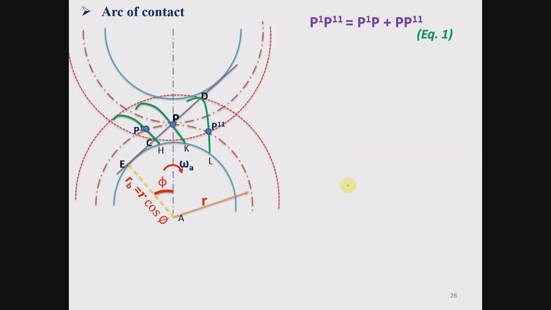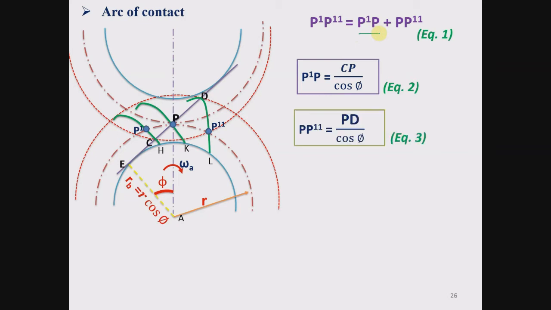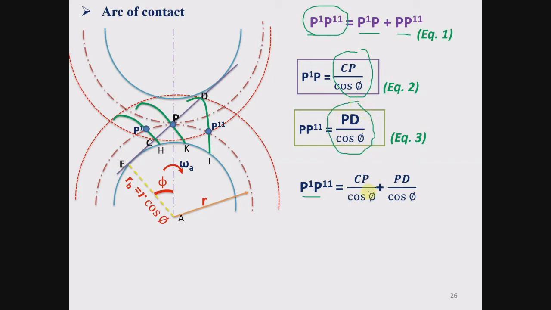Okay, next. Now we have done for P dash P, which is the arc of approach, and we have also done for P double dash, which is the arc of recess, given by equation number 3. Now we'll combine these two equations to get the arc of contact. So arc of contact P dash P double dash becomes equal to P dash P plus P double dash, so Cp upon cos of phi plus Pd upon cos of phi.